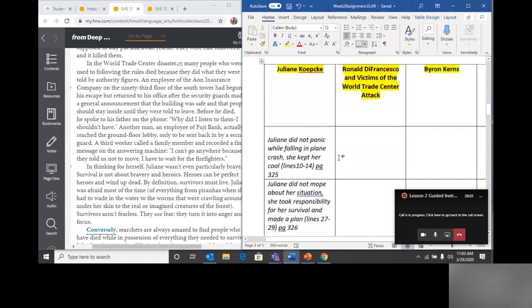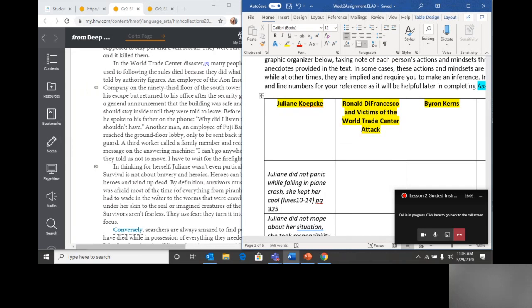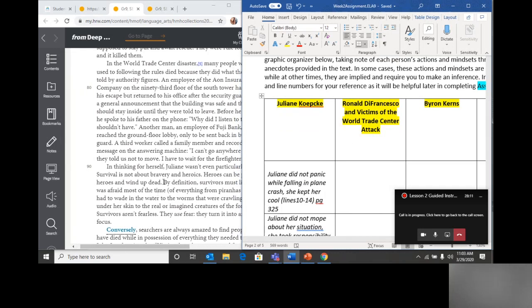I do want to mention the next one is Ronald DeFresco and Victims of the World Trade Center Attacks. And it does talk about the World Trade Center in the last paragraph. So I don't know, maybe you want to add that to your graphic organizer. I would if I was completing this assignment.